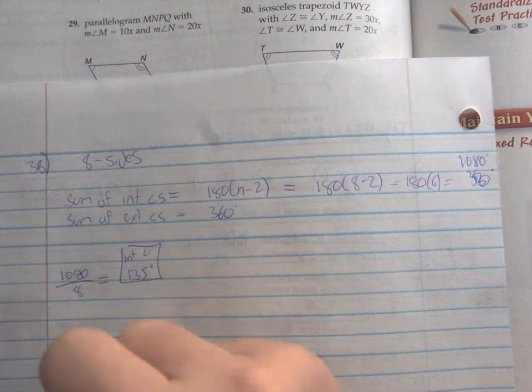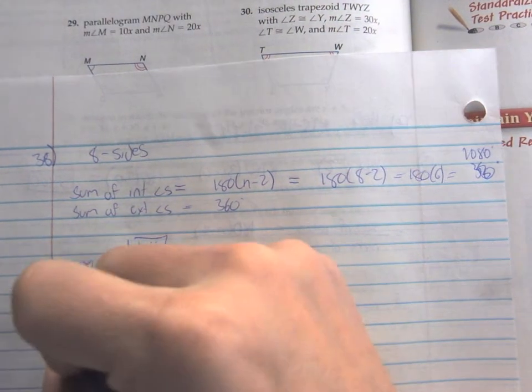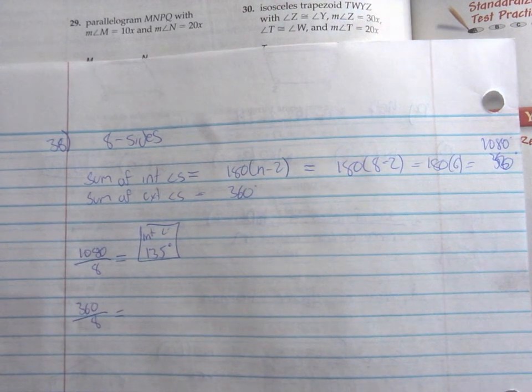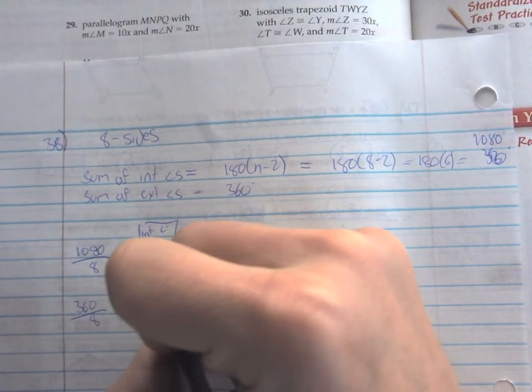Okay, let's do the exterior angles, right? We know the sum is 360, but remember there's 8 of them. So we want to find each one. We're assuming that they're all the same because of that keyword regular. Okay, so exterior angle, each one's going to be 45 degrees.